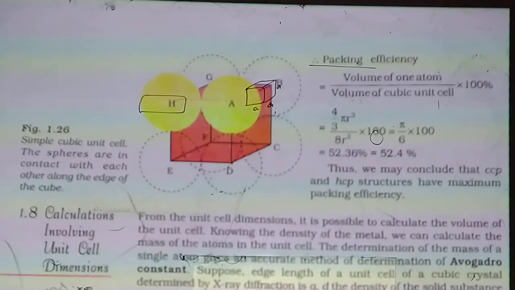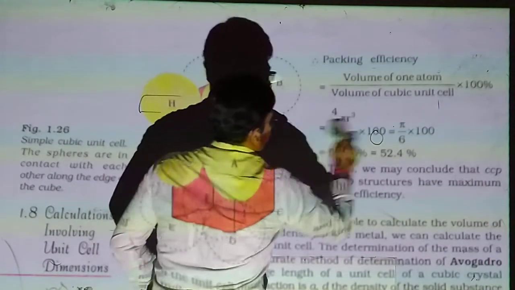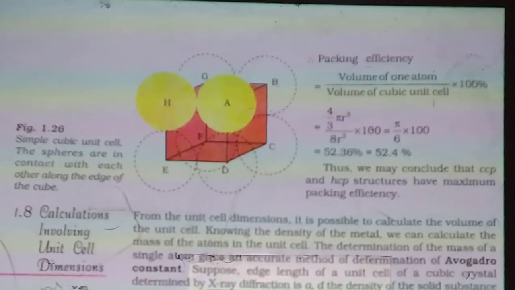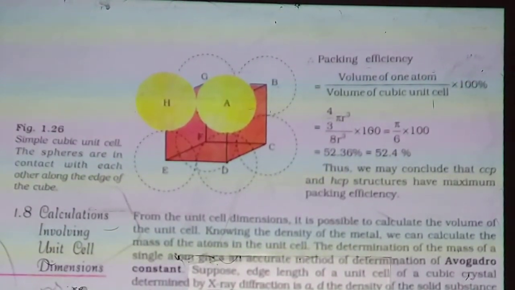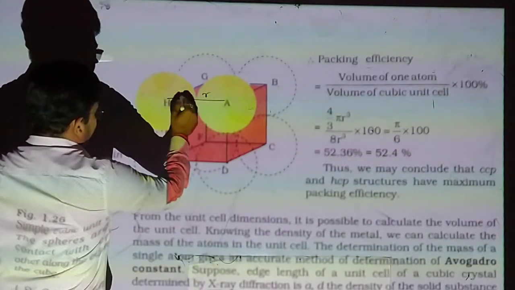So you can see all the spheres are lying at the corners A, B, C, D, E, F is behind, G and H. You can see on the edges every sphere is touching the others. So here the edge length will be, suppose A, which gives 2 times the radius.